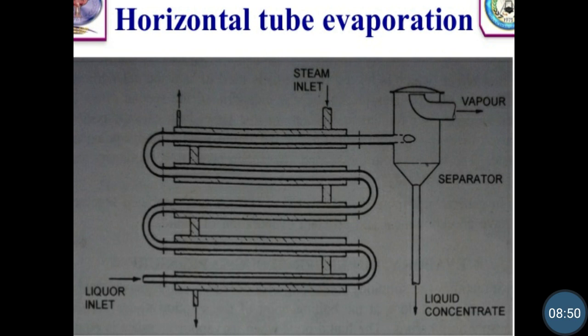Again, there is a set of tubes which is surrounded by the steam jacket. So the liquid to be evaporated is filled in the tubes and the steam is circulated in the surroundings of these tubes. So the liquid in these tubes gets boiled and the vapors are produced, and those vapors are collected in a separator where the vapors go in an upward direction to the condenser, and the liquid is separated from the vapor and collected as a liquid concentrate.